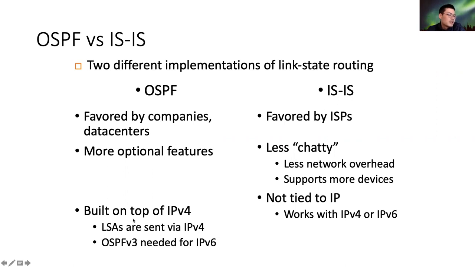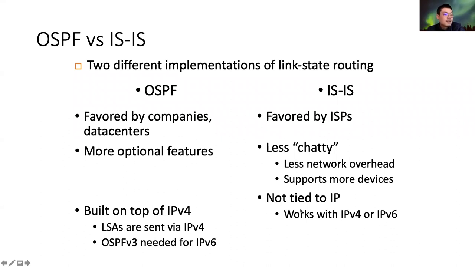OSPF is built on top of IPv4, so it itself basically routes for IPv4, including the flooding. I think the current version is OSPF v2. If you want IPv6, then you probably need OSPF v3. Otherwise, the link state packets are sent through IPv4 by default.